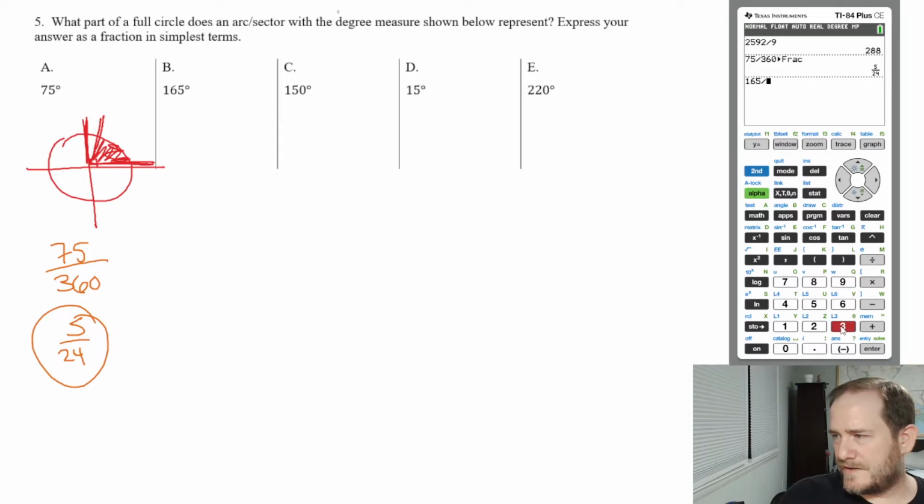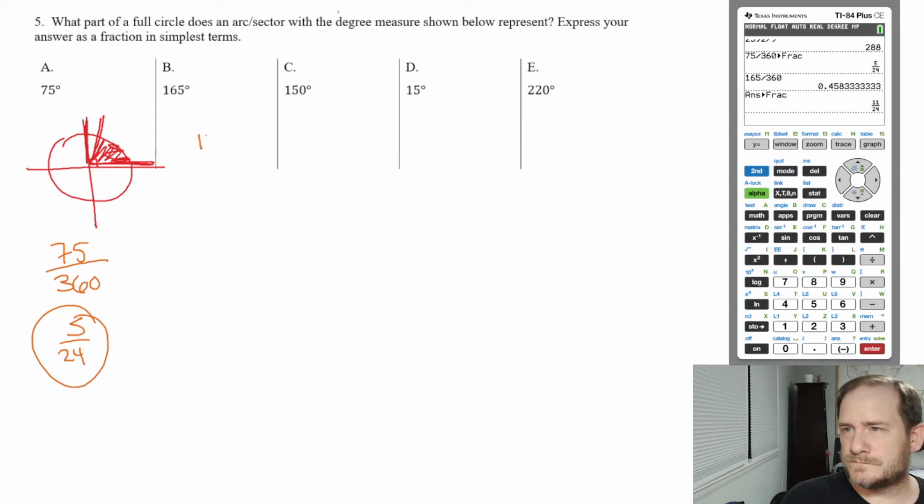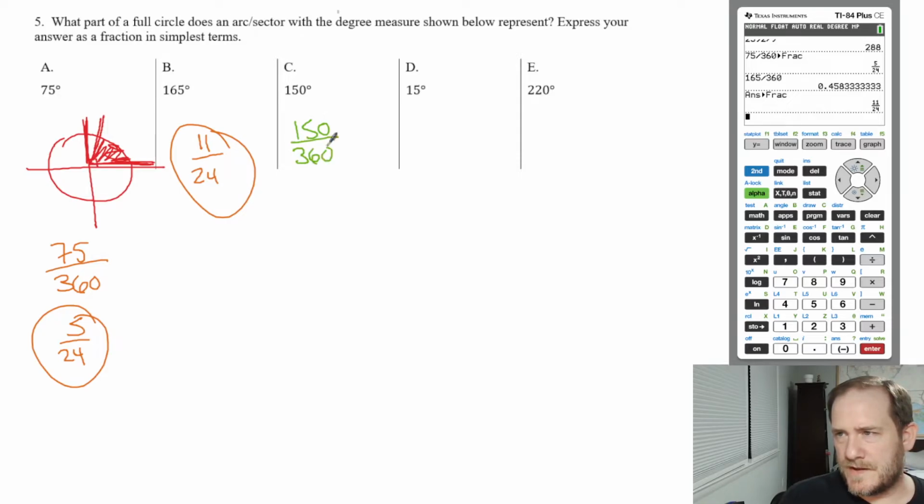165 divided by 360. What is that? It's about half. So MathFrac. Sure, 11 over 24. All right, what about 150? If you want the practice, you could do these without your calculator. You go 150 over 360. Those are both divisible by 10, then they're both divisible by 3. So you land on 5 over 12. And that's the answer.